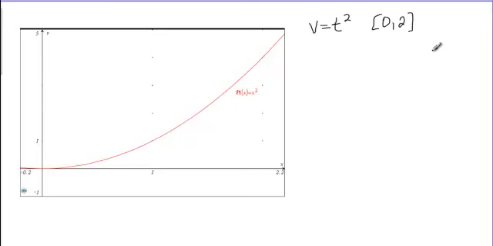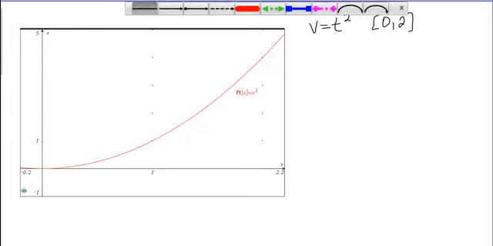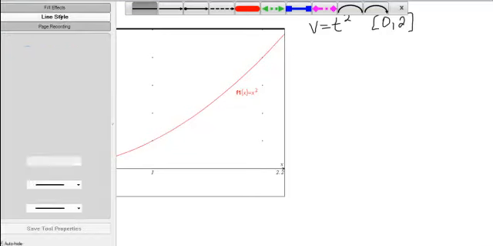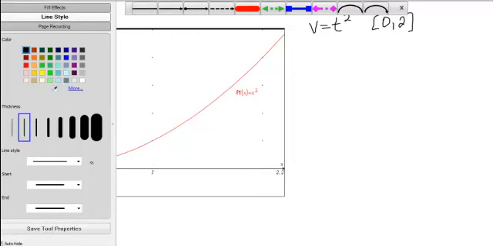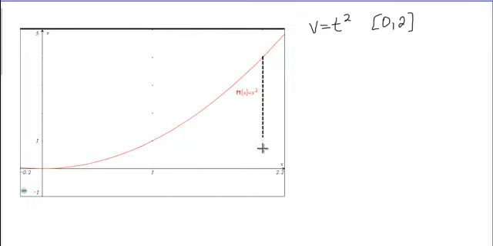So what I've got here on this graph is the graph of y equal x squared. And we're interested in this on the interval from 0 to 2. So let me block off the interval that we're considering. Okay, so we're talking about calculating the area trapped between our parabola and the x-axis.